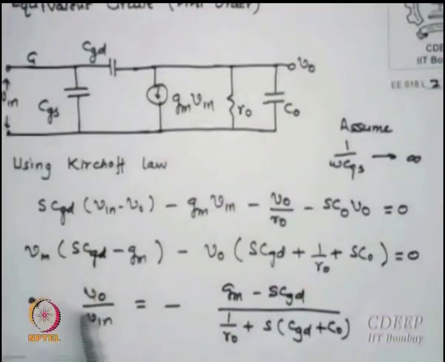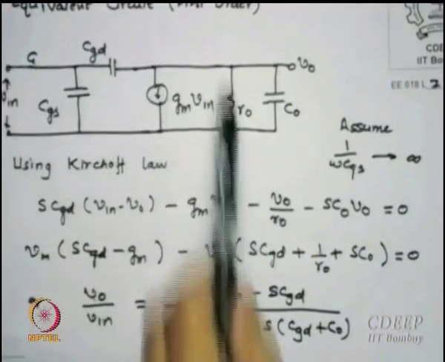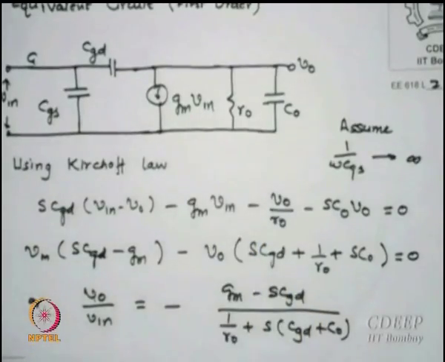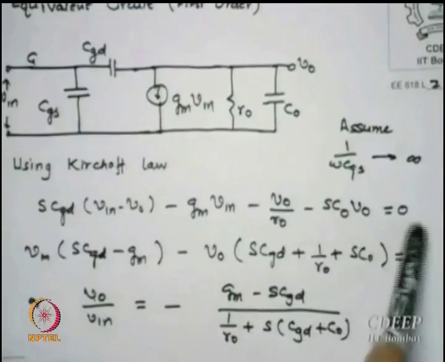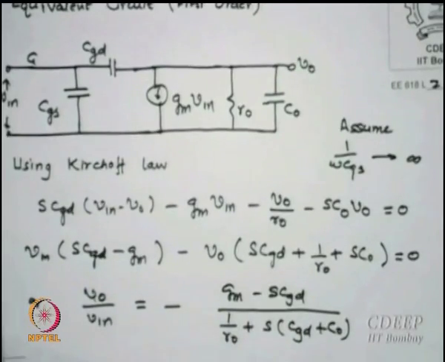If I solve this, I start from SCGD into (VN minus VO), minus GM VN, minus V0 by R0. These are all currents at this node I am talking about. Minus V by R0 minus SC0 V0 is 0. Then I collect the terms of VN and V0. So VN (SCGD minus GM) minus V0 (SCGD plus 1 upon R0 plus SC0) equals 0. So you get an expression of gain, V0 by VN, which is minus (GM minus SCGD) over (1 upon R0 plus SCGD plus C0). Is that okay? Simple second year, nothing more and nothing less.